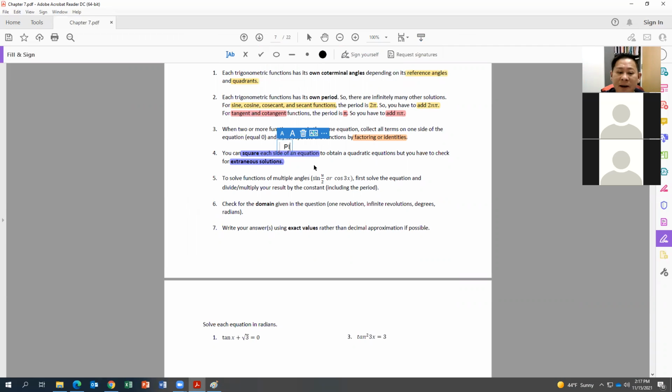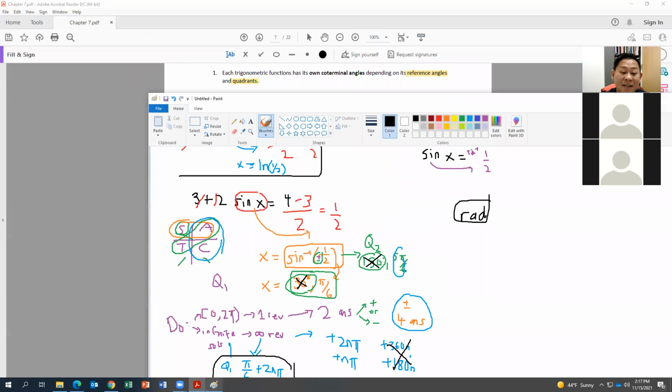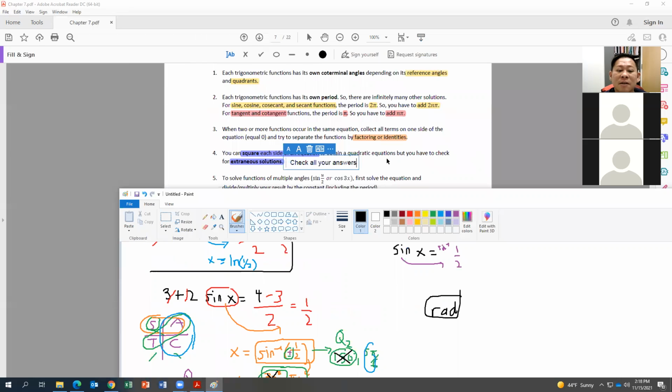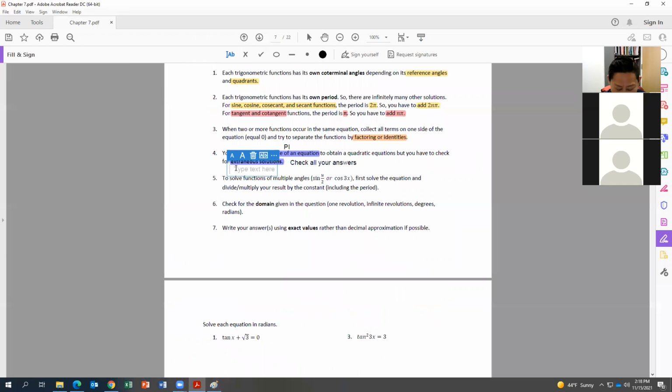However, when you solve, you have to check all your answers, which is a lot of work. If you have two answers, you have to check both by plugging them into your equation, like normally checking your answers. And you have to check for extraneous solutions. I think we learned that in chapter 5, meaning a solution that you reject.